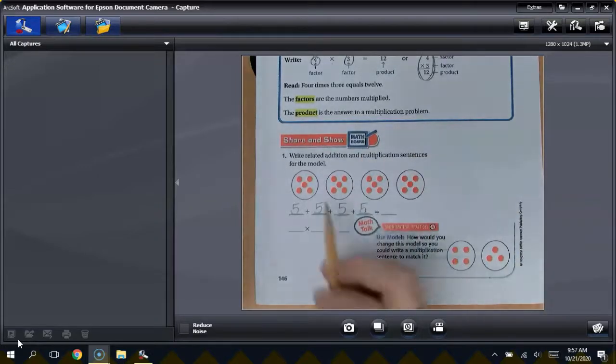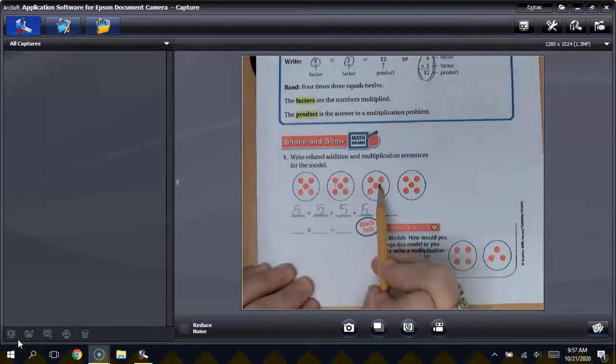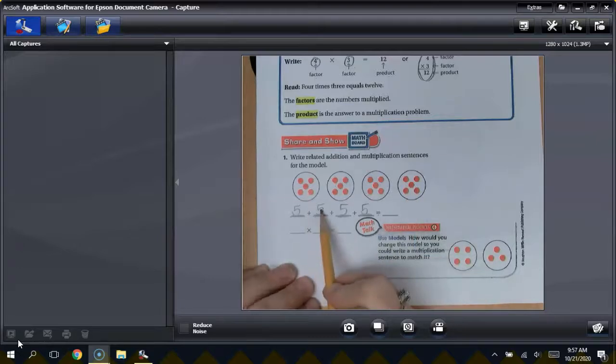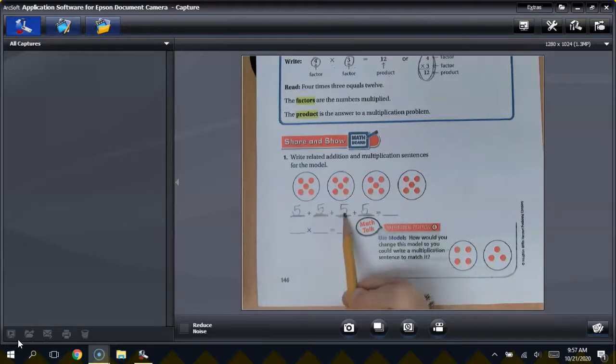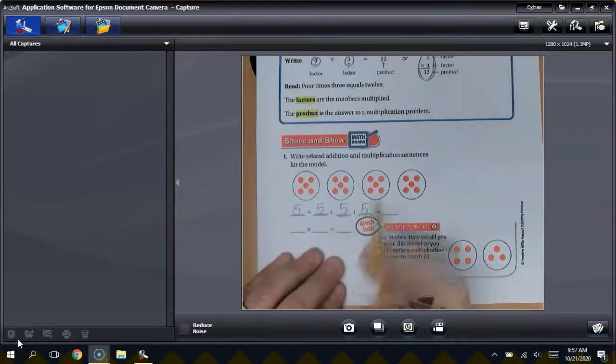So all I did, boys and girls, was count 5 plus 5 plus 5 plus 5. So what is that? 5 plus 5 I know is 10, and 10 plus 5 is 15, and 15 plus 5 is 20.